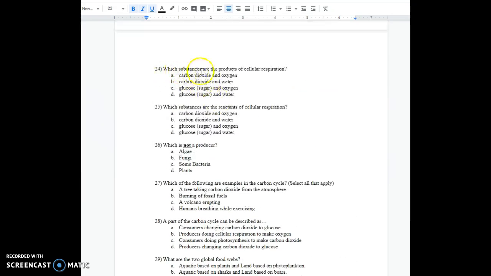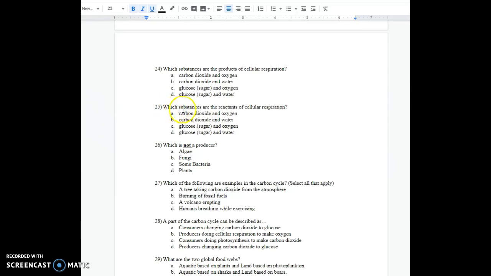Number 24. Which substances are the products of cellular respiration? A, carbon dioxide and oxygen. B, carbon dioxide and water. C, glucose, sugar, and oxygen. Or D, glucose, sugar, and water.